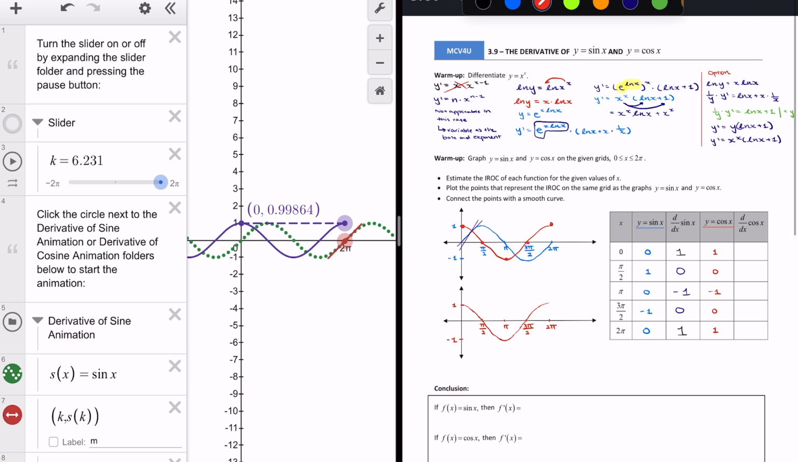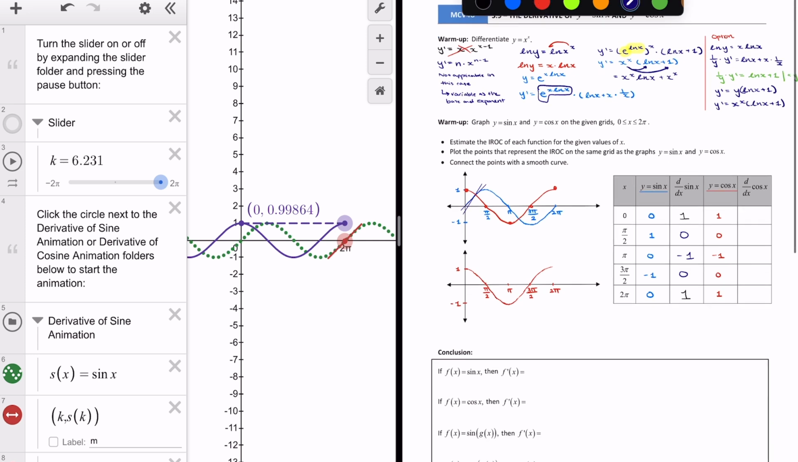So if we look at our conclusion here, in this box, we see that if f of x is equal to sine x, then f prime of x is equal to cos x. And so now we have to investigate. If f of x is equal to sine x, then f prime of x is equal to cos x. Does that mean f of x equals cos x will have the derivative of sine x? So let's take a look.